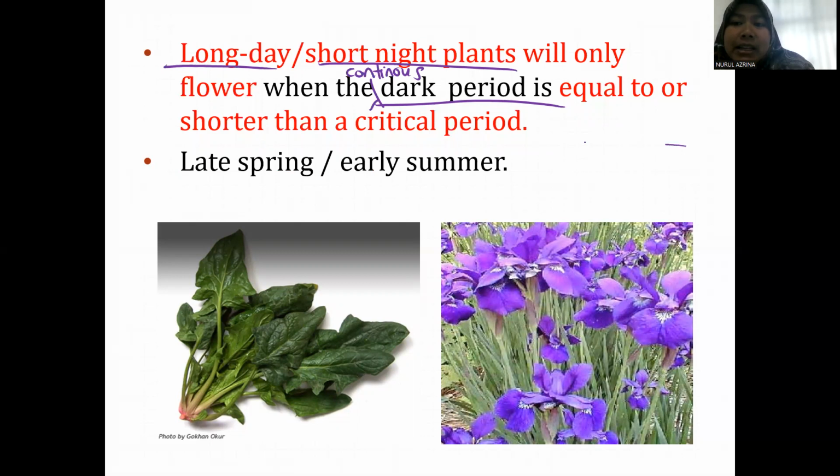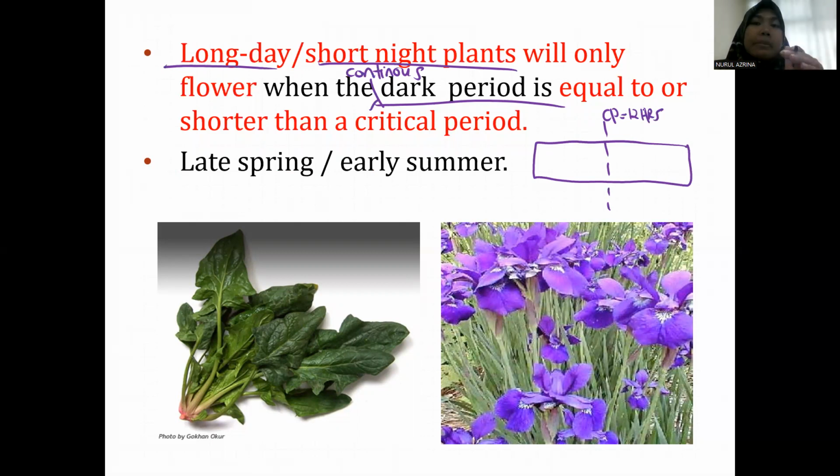Okay, so how is it going to be represented? Let's say we still have the same critical period. Sorry. So I put the critical period as still the same, 12 hours. So this plant will only flower if the continuous dark period is shorter than, or what I call it, equal to the critical period. So this one.